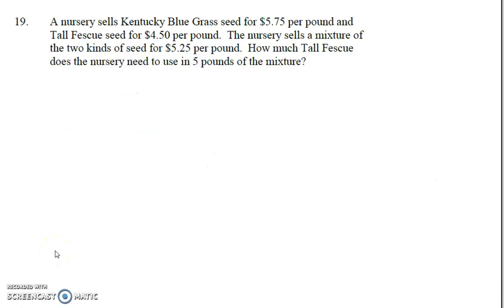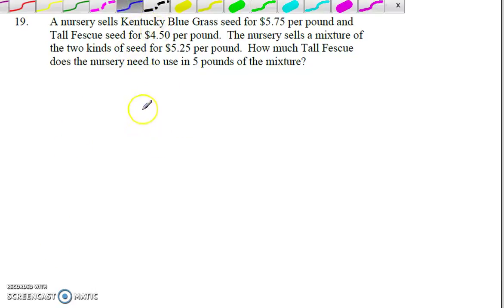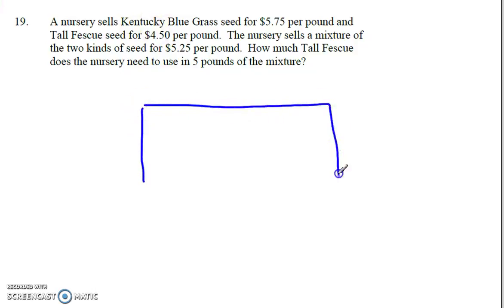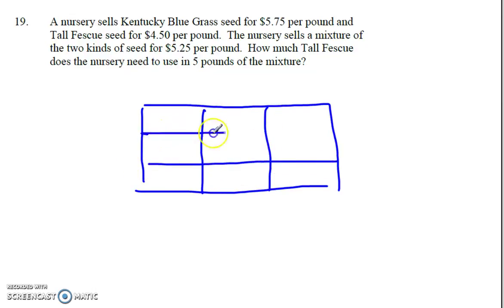Then here we have a mixture problem. All right, for a mixture problem, let's set up our table. Remember, 3 rows, 3 columns. The last one is going to be our mixture. Okay, so mixture goes down here. Mix. Let's see what we got. We've got bluegrass, so we'll call that B, bluegrass. Tall fescue, fescue right here.